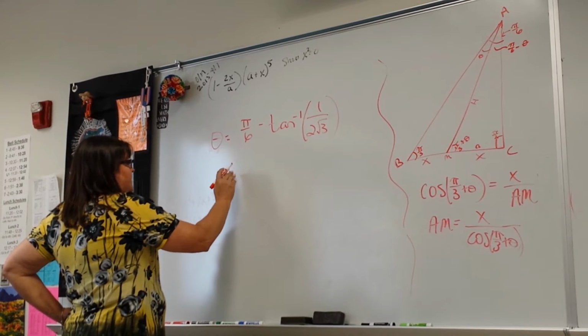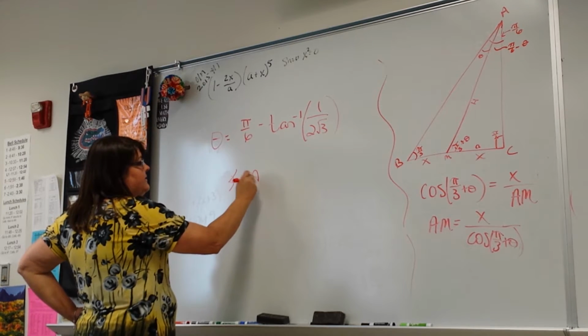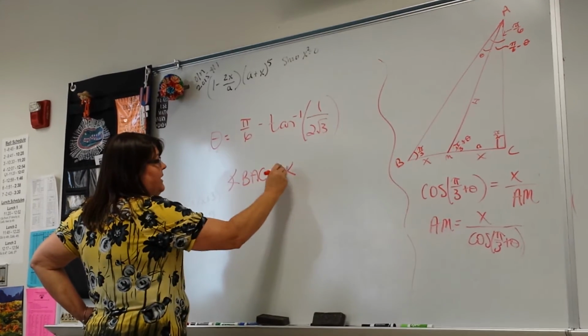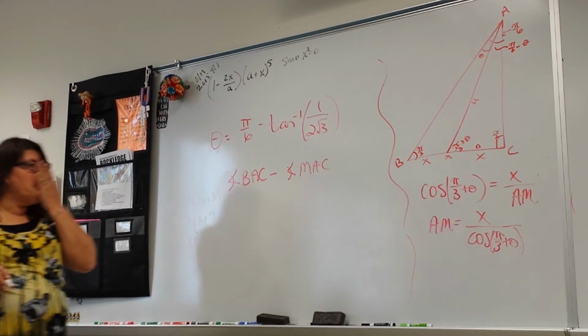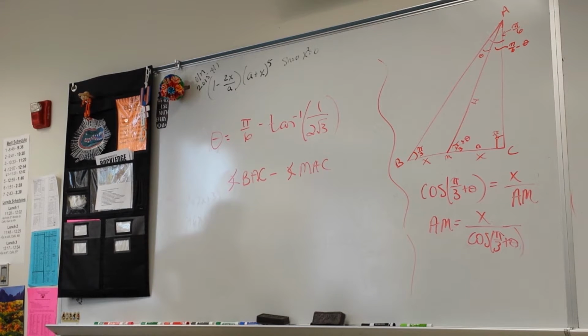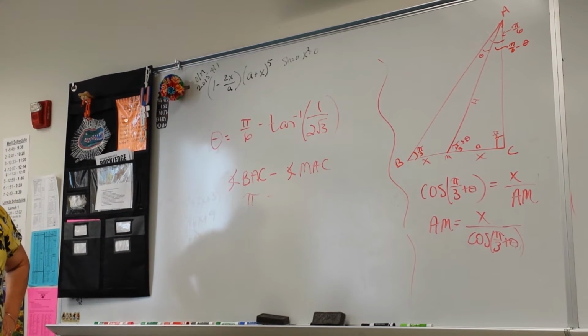So how do we show that? Angle BAC minus angle MAC. Okay. So what's angle BAC? Pi over 6, minus angle MAC, which is pi over 6 minus theta. Yeah, but we're solving for theta, so we don't want to do that. Right. So we want to do that in terms of the other sides. So it's going to be the arctan of.